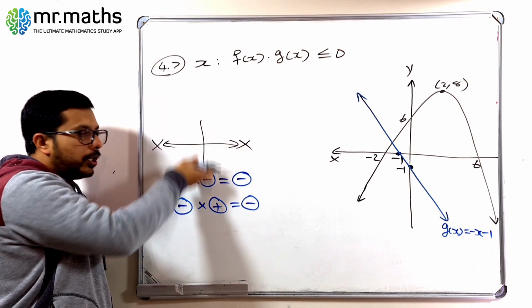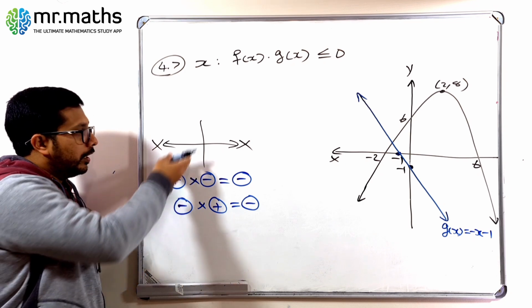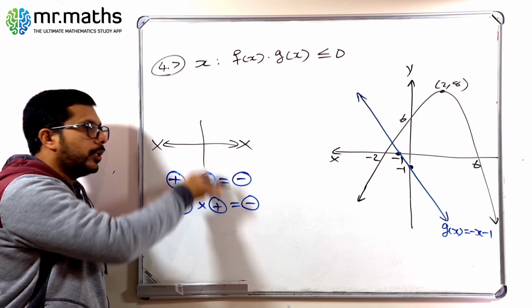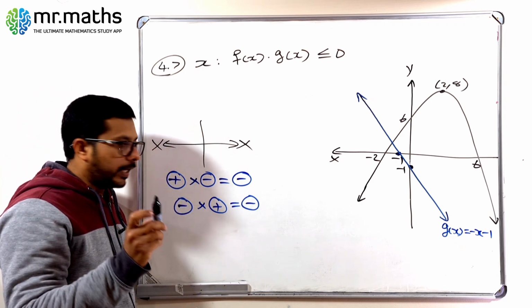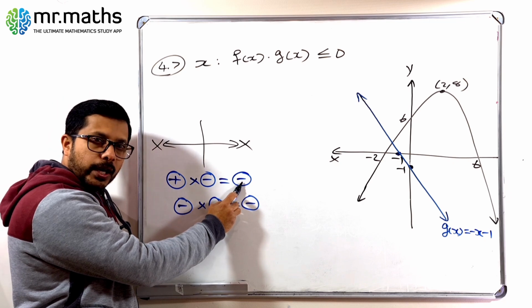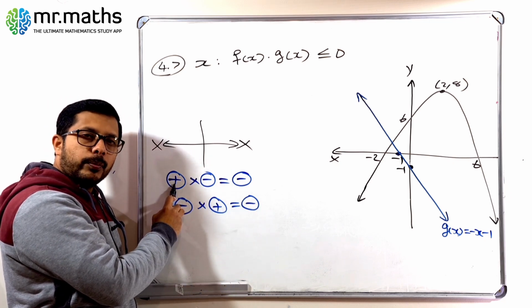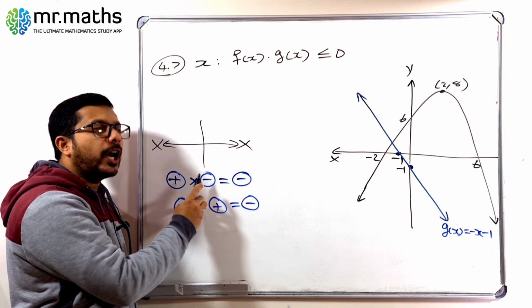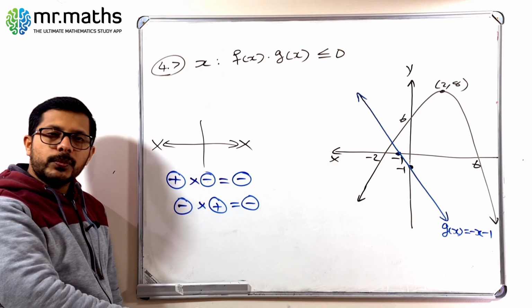If the graph is below the x-axis, that is negative. Do you understand? If the graph is above the x-axis, it is positive. If the graph is below the x-axis, it is negative. So to get a negative answer, one graph must be positive, above the x-axis, and one graph must be below the x-axis. It can't be both graphs above the x-axis or both graphs below the x-axis.